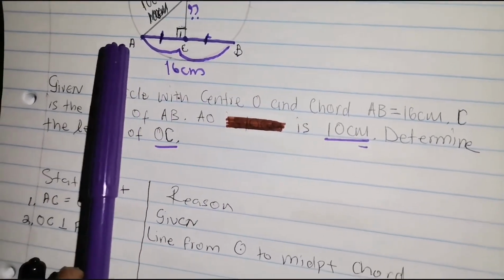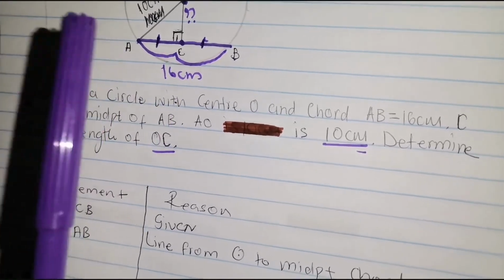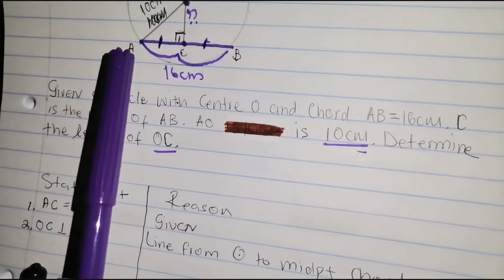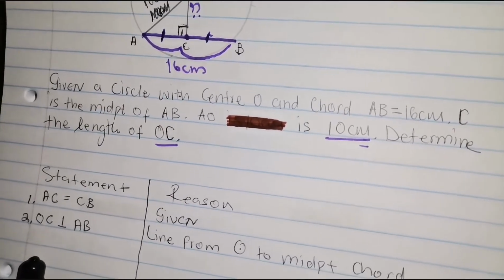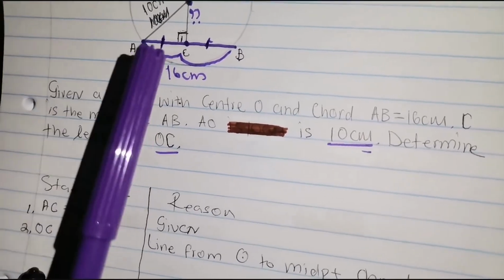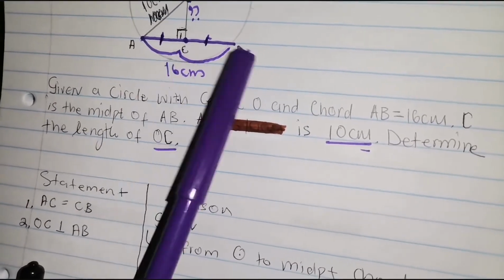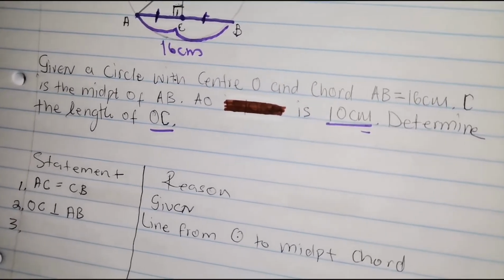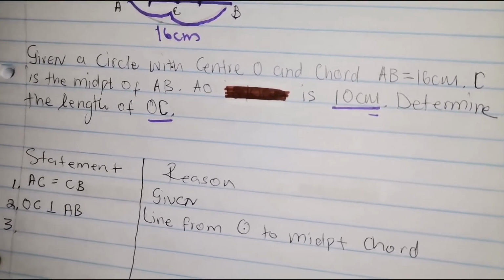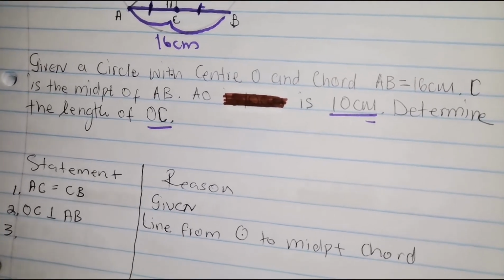That means the length of AB is going to be shared between AC and CB. Those two sides are going to share the length. Basically, each is going to be equal to 8 centimeters: AC 8, CB 8, from 16. So number 3, let's prove Pythagoras. The theorem says that you must find the length of OC. Simple.